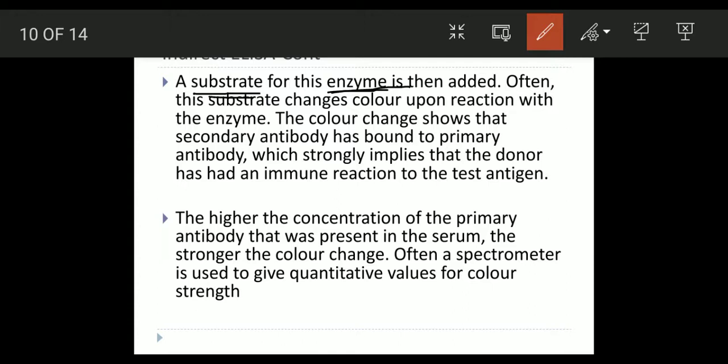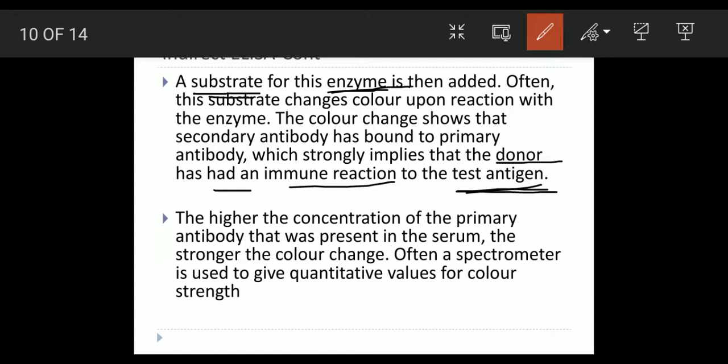Yeah, color change in the system, and this color change strongly implies that the donor had an immune reaction to the test antigen. This color change is detected by optical density. Optical density means whether the color change is intense or not. If it is intense, how intense it is, and comparing with the standard graphs and charts, we can clearly know the concentration of particular antigens or antibody in the serum.